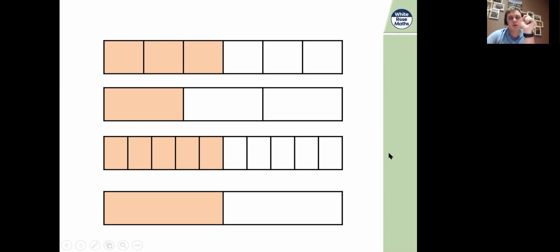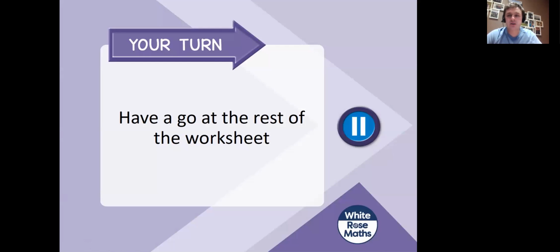Okay, year 4, use what we've learned there to have a go at the rest of the worksheet. Really strong confidence this week, year 4.